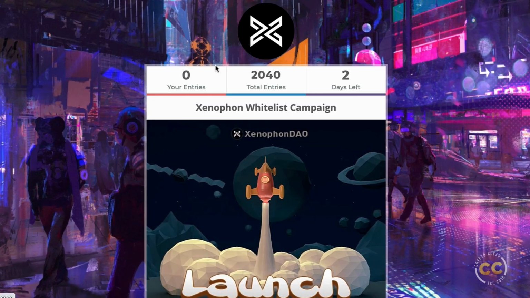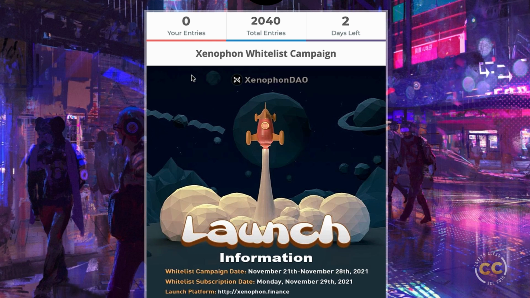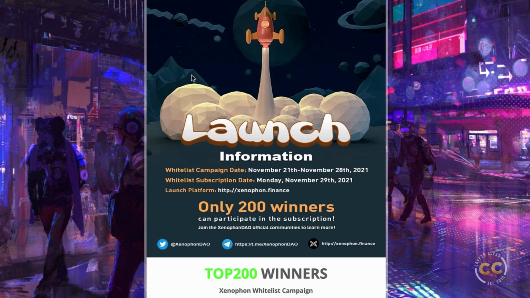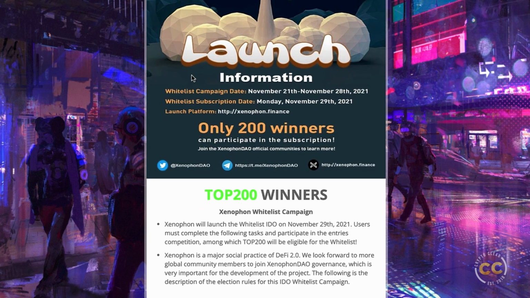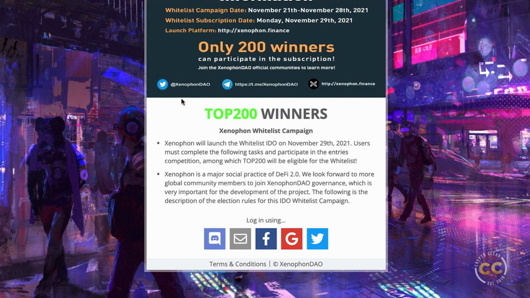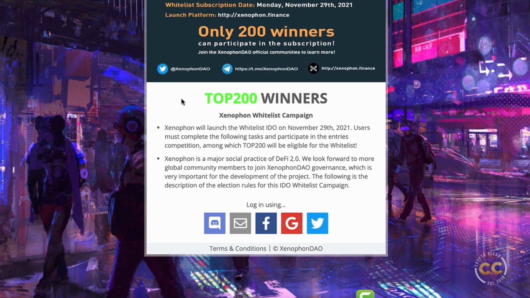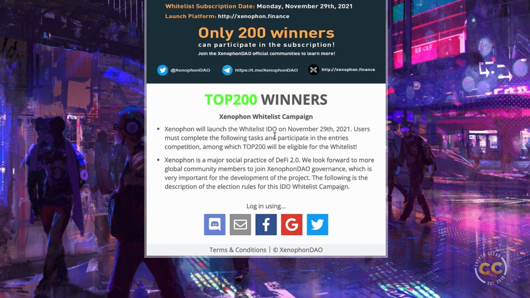Here we have 2,040 total entries. 2 days left for the Xenophon whitelist campaign. Launch information: November 21st to November 28th, 2021. Whitelist subscription date: Monday, November 29th. Only 200 winners can participate in the subscription. As you can see here, you can see the growth of users since our official website was launched, which means that many people paid attention to it from the beginning. Xenophon will launch the whitelist IDO on November 29, 2021.